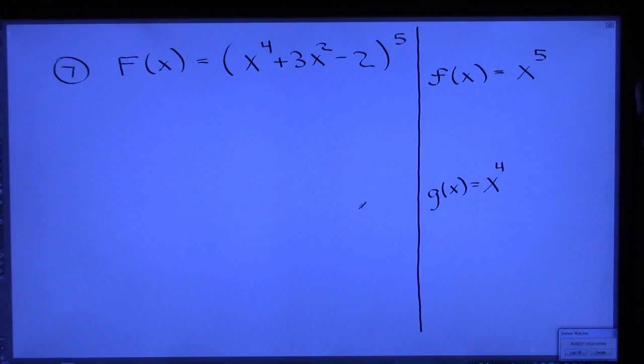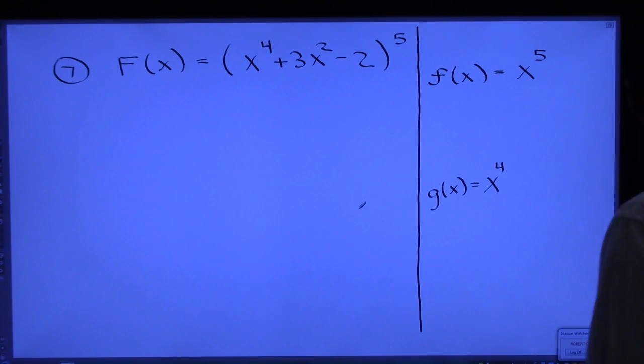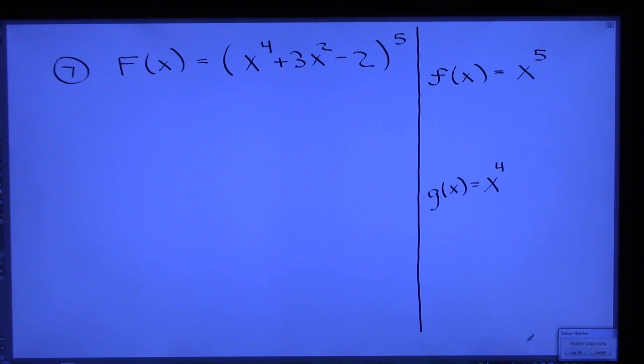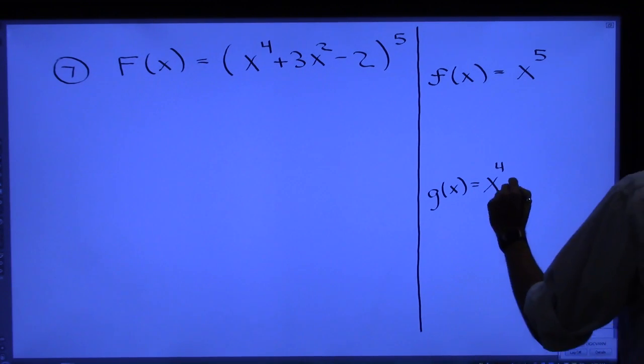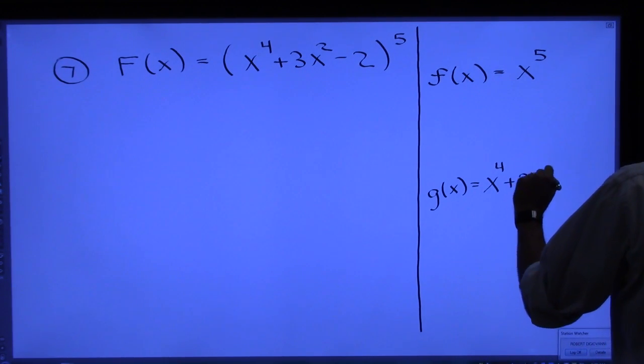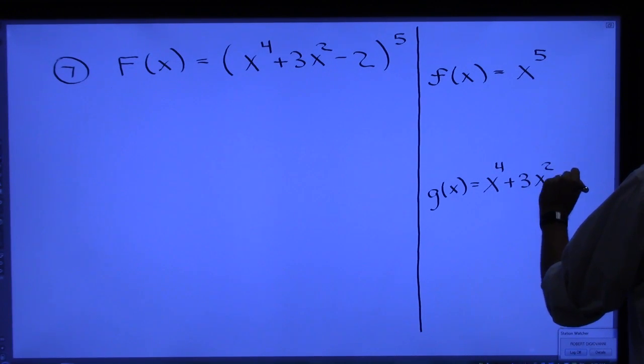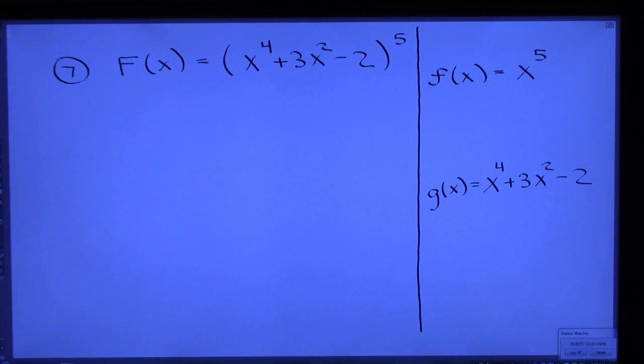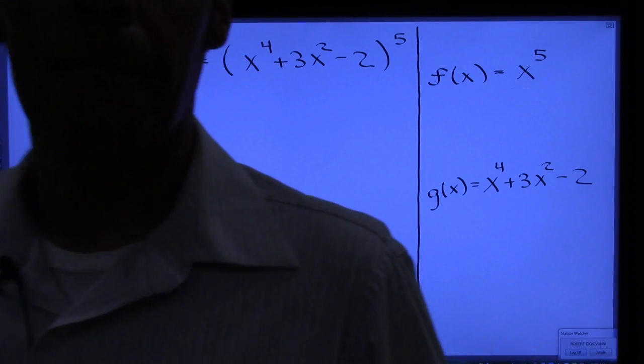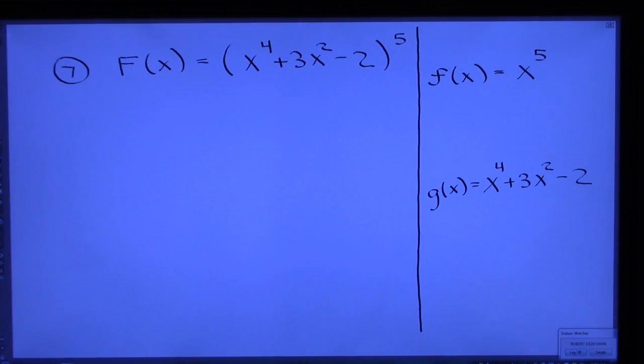God, that's freaking me out. I wonder if I can turn the volume down at least. Yeah, there we go. All right, x to the 4th plus 3x squared minus 2. I'm just going to look at this camera real quick. Looks like that's going to come out.